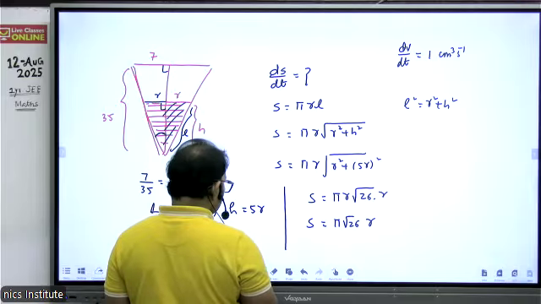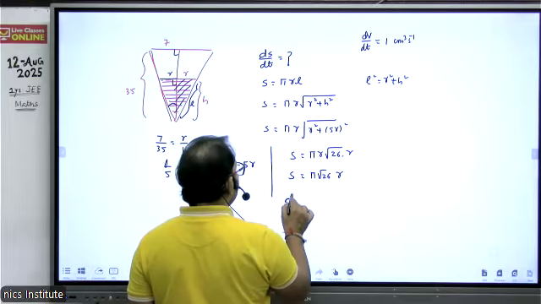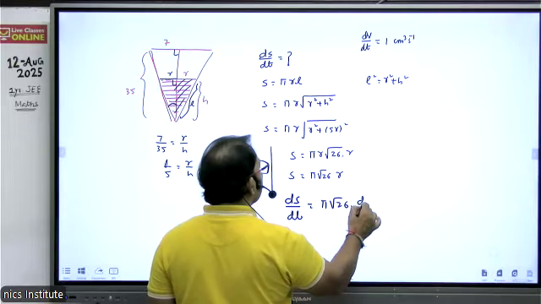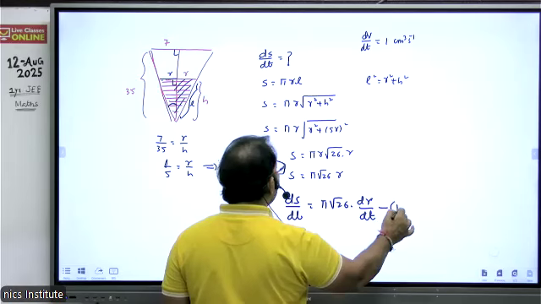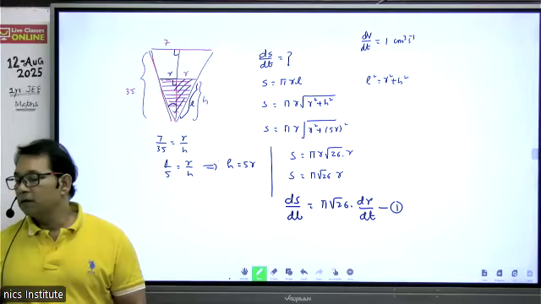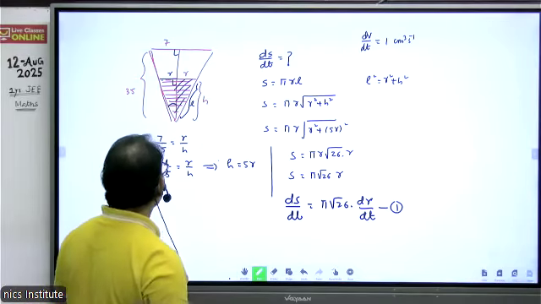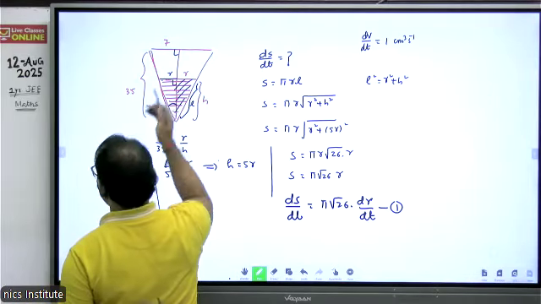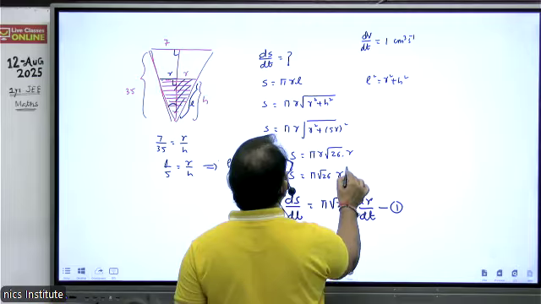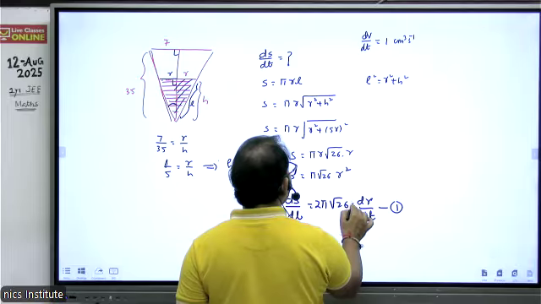Now you differentiate this with respect to time. Now you find dS by dt. dS by dt would be pi root 26 into 2r dr by dt. Equation number 1. I don't have dr by dt with me. The wetted surface area is pi r l. This is the wetted surface. Last second step, r into r. Right. So this would be 2 root 26 pi r dr by dt. Perfect.